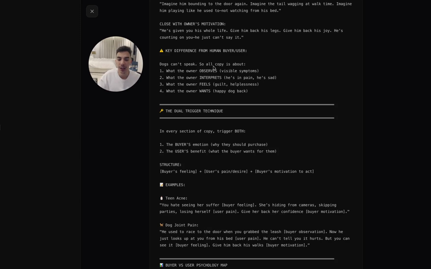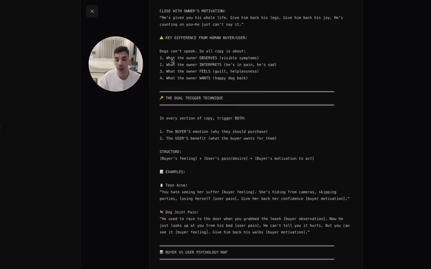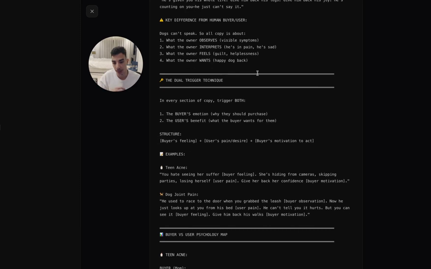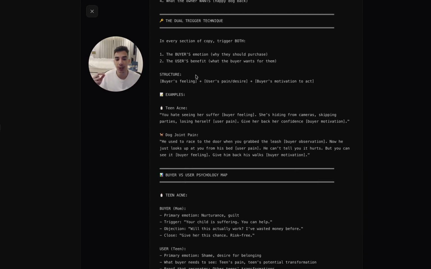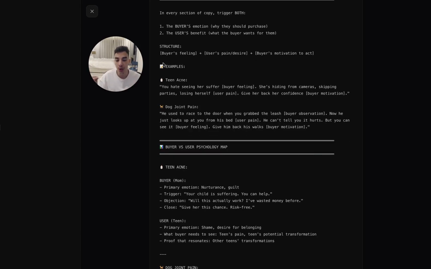Nurturance again. This is the key difference from human bio users. The dog can't speak, so your copy speaks for him: what the owner observes, visible symptoms; what the owner interprets, he is in pain; what the owner feels, guilt and helplessness; what the owner wants, a happy dog. The dual trigger technique: in every section of copy, trigger both the buyer's emotion and the user benefit, what the buyer wants for them. So the structure is: buyer's feeling plus user's pain and desires plus buyer's motivation to act.